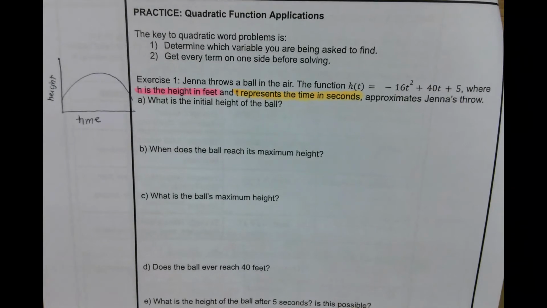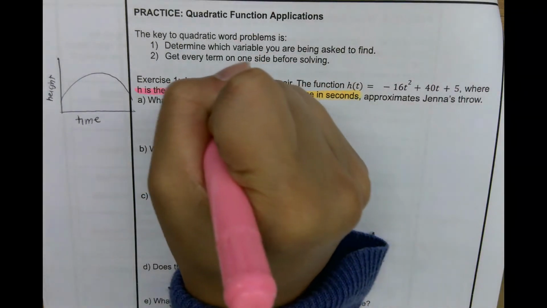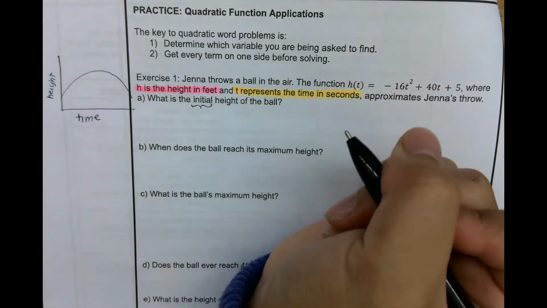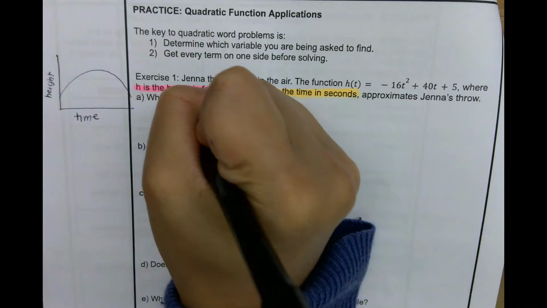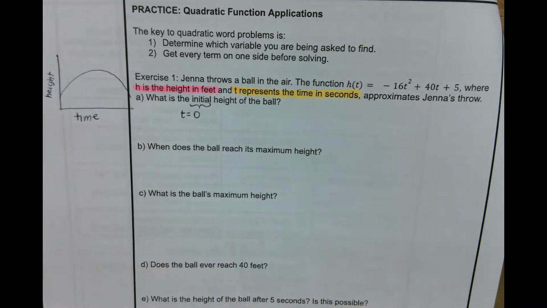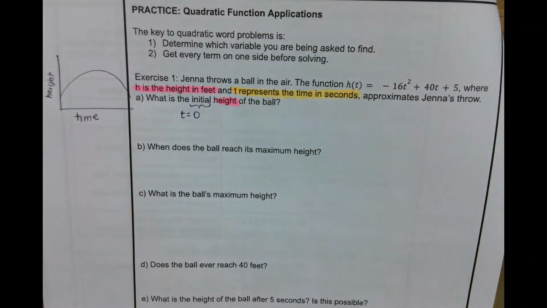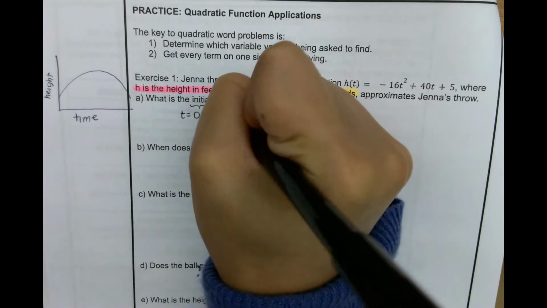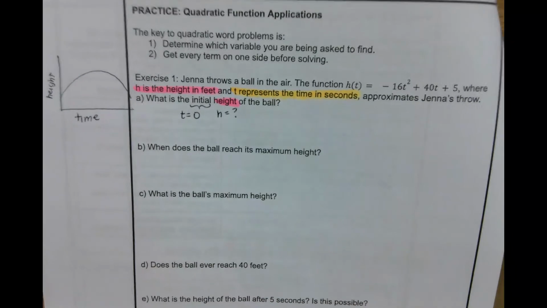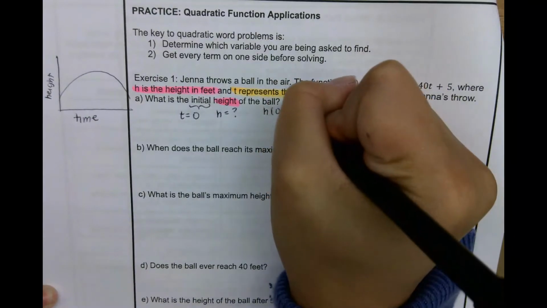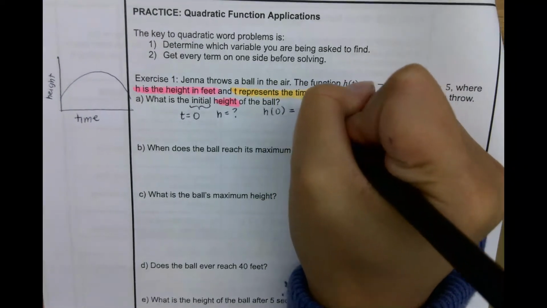First, question A asks, what is the initial height of the ball? If I define it, initial means the starting time. So when it says initial, I should think at the beginning, when time is 0, what is the height of the ball? So this is telling me initial t equals 0. Height here is asking what h would have to be. Super simple. All I need to do is plug in 0 for t. So the height at 0 seconds, you might also recognize this as our y-intercept.